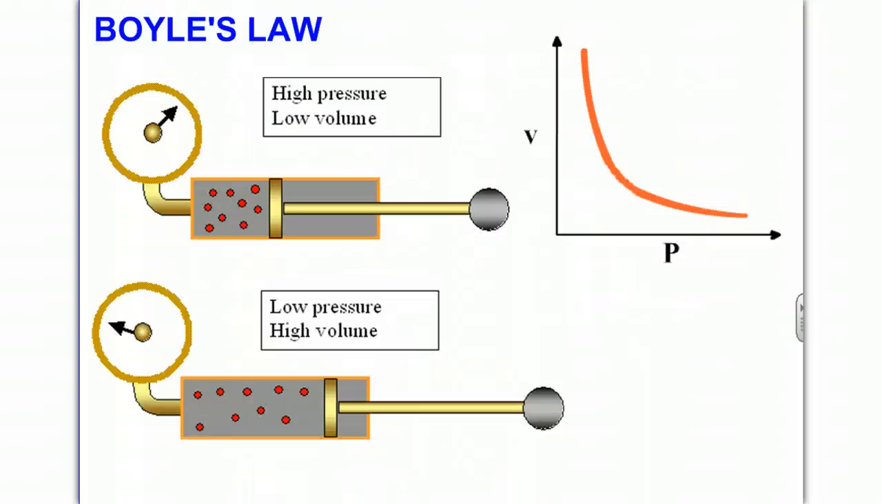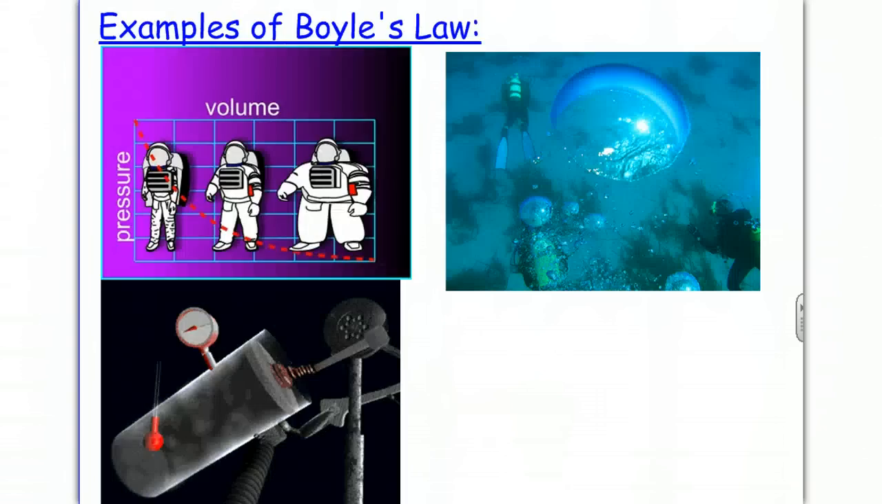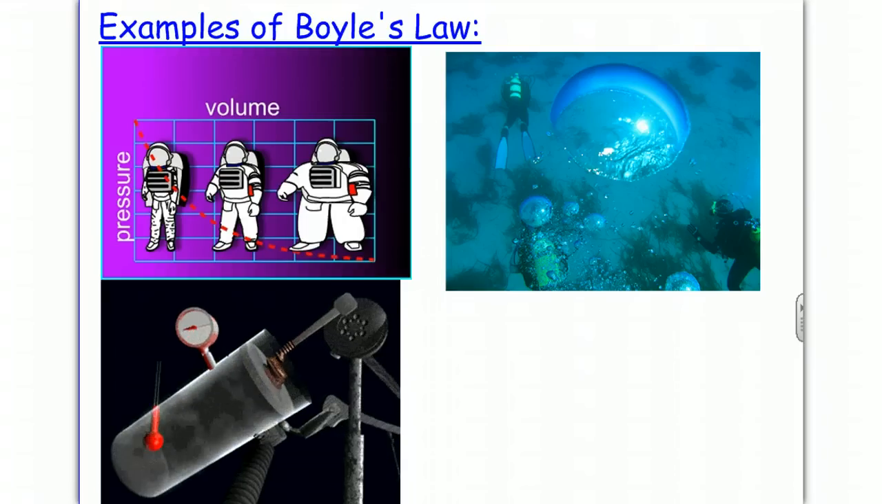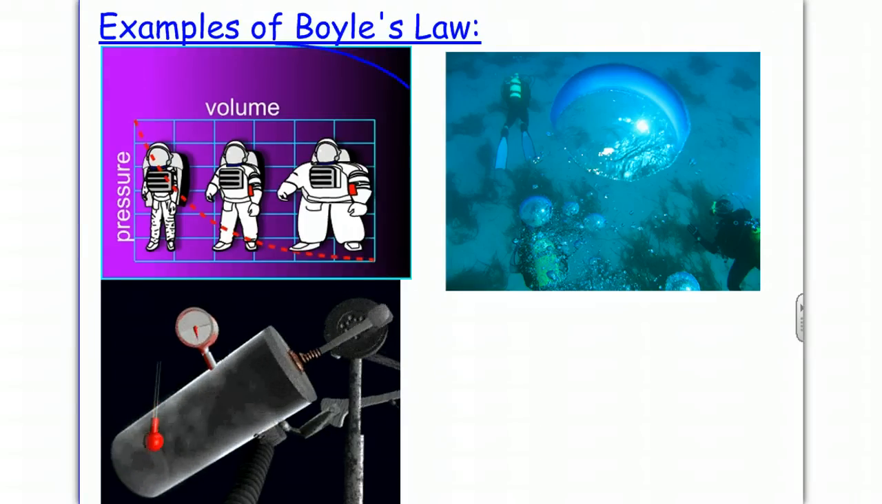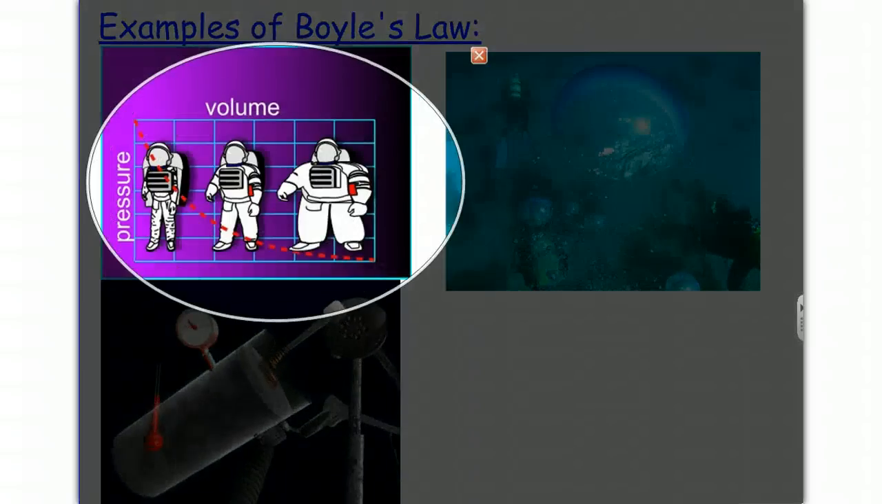Here's another example of the graph. And you'll notice that with our little examples here, the higher the pressure, the lower the volume. And then the lower the pressure, the higher the volume. Okay, some examples of Boyle's law. You can see a chart with the astronaut where as the pressure increases on the left, the volume of his suit decreases. And as the pressure is decreased on the right, the volume of his suit increases.